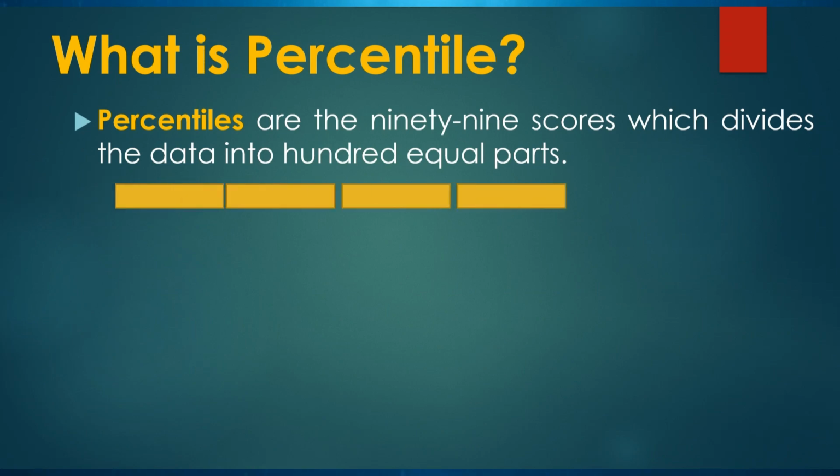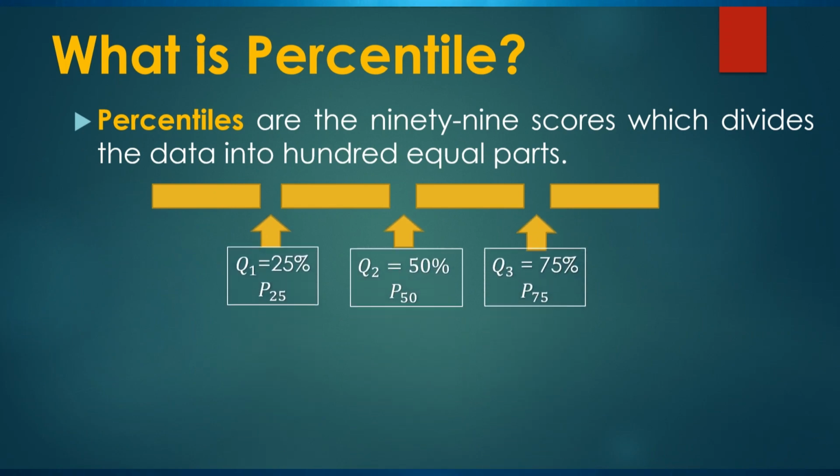So we have the illustration for the quartiles. Take note that quartile 1 is 25% below quartile 1, that is equivalent to percentile P25. Our second quartile or quartile 2 is 50% below this quartile 2, that is equivalent to percentile P50. In our quartile 3, that is 75% below quartile 3, and in percentile it is equivalent to P75.